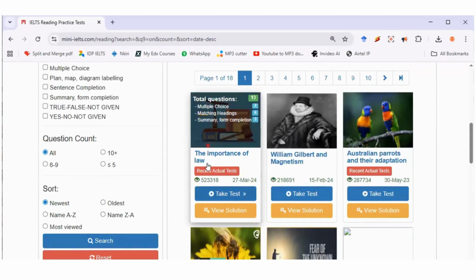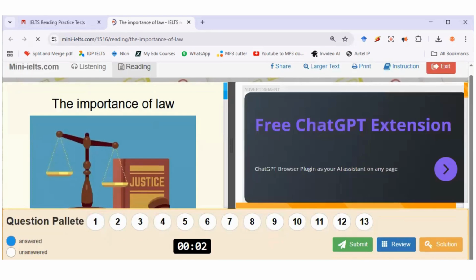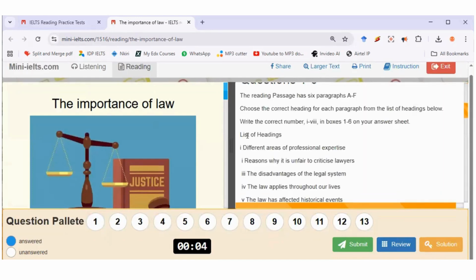If you look at this one now, The importance of, look, can you see they wrote matching headings here? That means if I click on this, it's going to take me to a matching heading question. Let me show you. I click on it now. Look at it here. Can you see? List of headings. That tells me that I am dealing with matching heading questions.